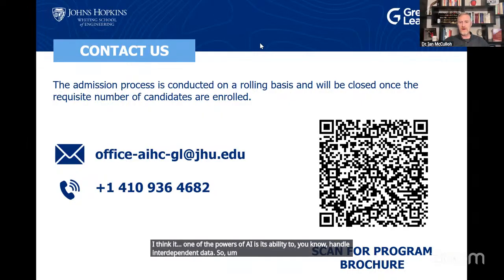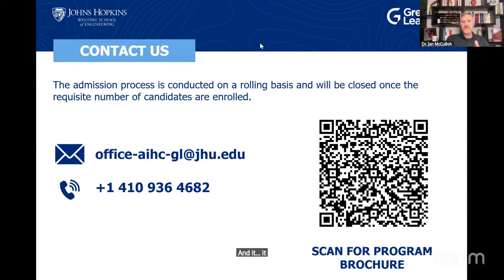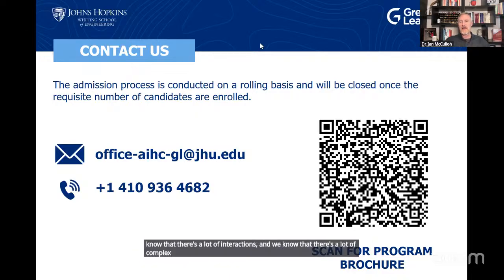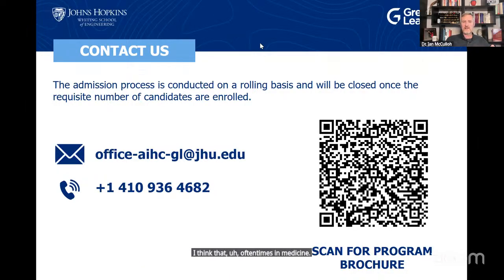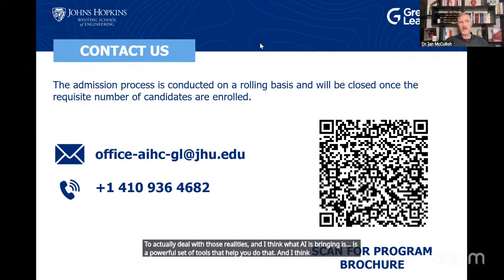So one of the, I would say, weaknesses or limitations in typical medicine is that I feel like medicine as a culture treats patients as independent and identically distributed. And while we know that comorbidities are important and we know that there are a lot of interactions and a lot of complexity, I think that oftentimes in medicine we lack the analytic tools to actually deal with those realities. And I think what AI is bringing is a powerful set of tools that help you do that. And I think we'll give you enough skills to either get started on self-learning that, or you might choose to take a follow-on course where you develop some of those technical skills to do it yourself, or you can at least better select a vendor that can help provide some of those tools for you.